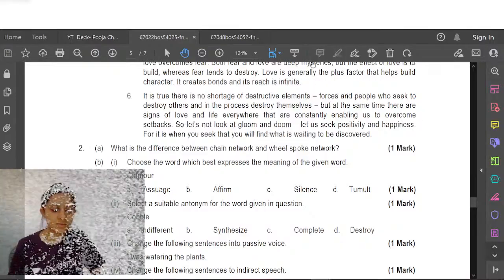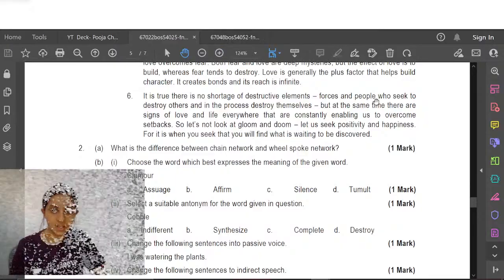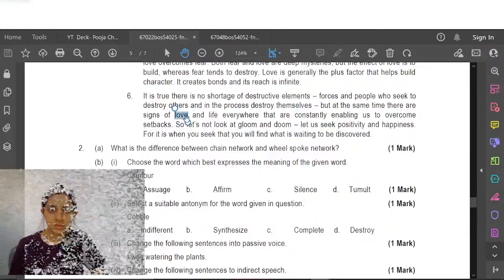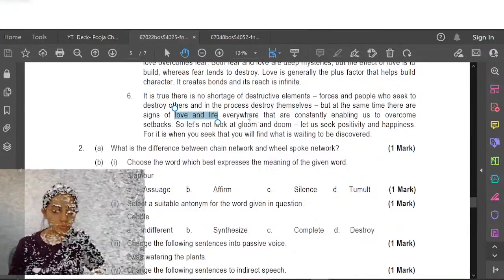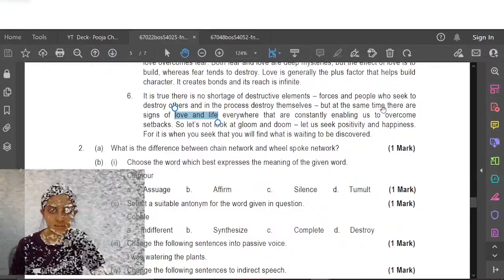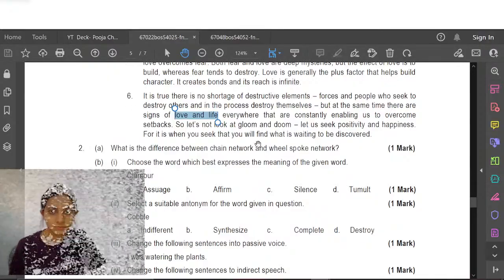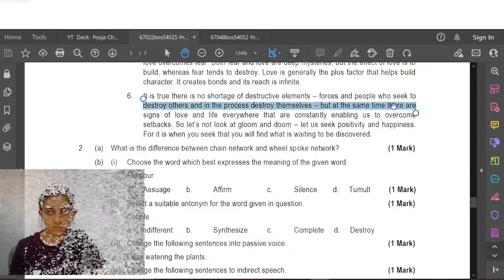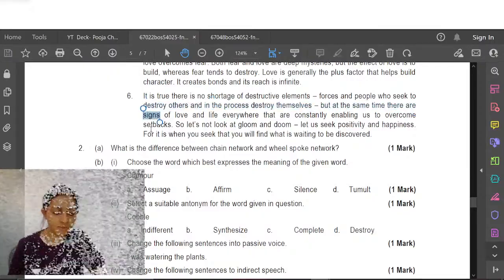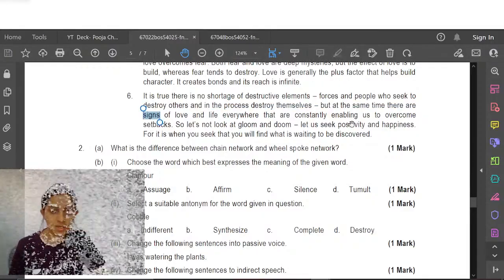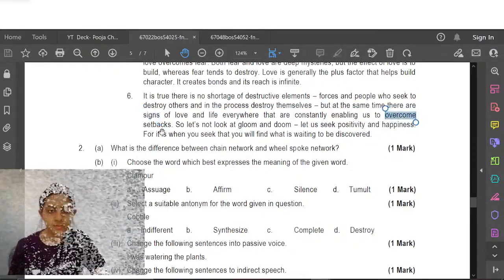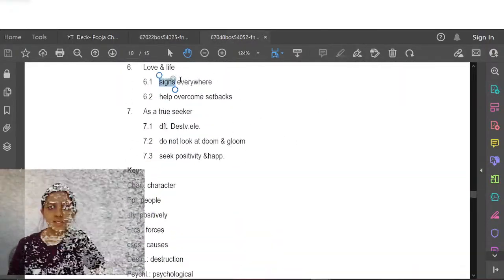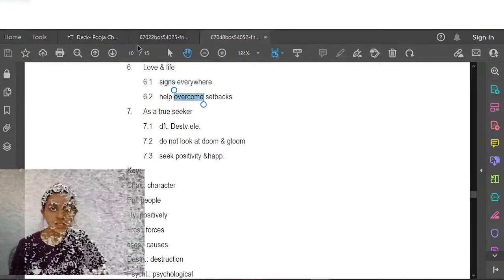Now, first, love and life does what? Two things. What are the two things that they are doing, love and life? First, there are signs everywhere. And second, it helps to overcome setbacks. So, overcome setbacks. Look at this. Love and life, signs everywhere, helps to overcome setbacks. Look at the next one.